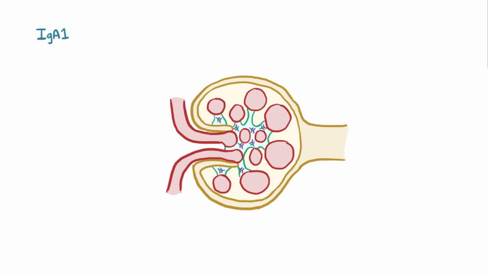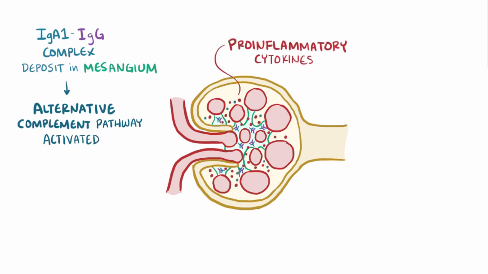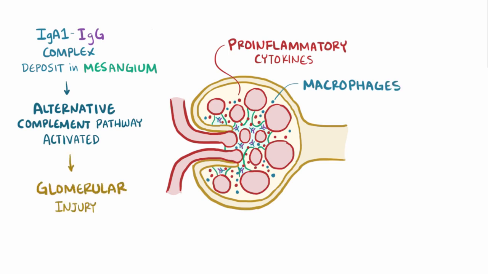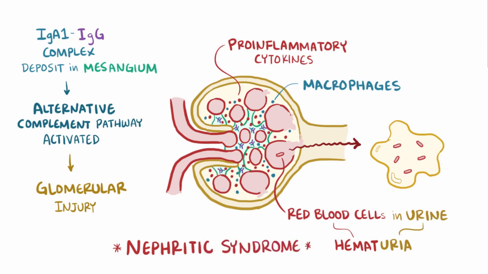When the abnormal IgA1, IgG immune complexes deposit in the mesangium, the alternative complement pathway is activated, leading to the release of pro-inflammatory cytokines and migration of macrophages into the kidney, all of which contributes to glomerular injury. Usually the glomerulus and mesangium help filter the blood to remove wastes while keeping larger proteins and cells, including red blood cells, from getting into the urine. So when there's glomerular injury, red blood cells sneak into the urine, causing hematuria, which contributes to this being a type of nephritic syndrome.